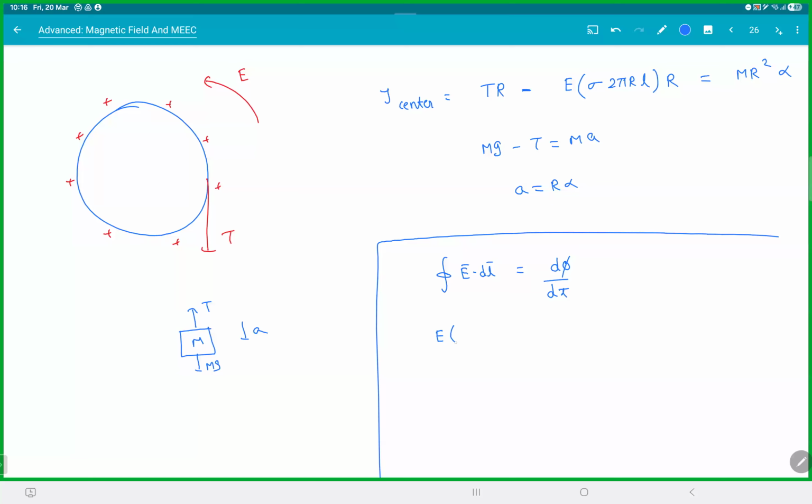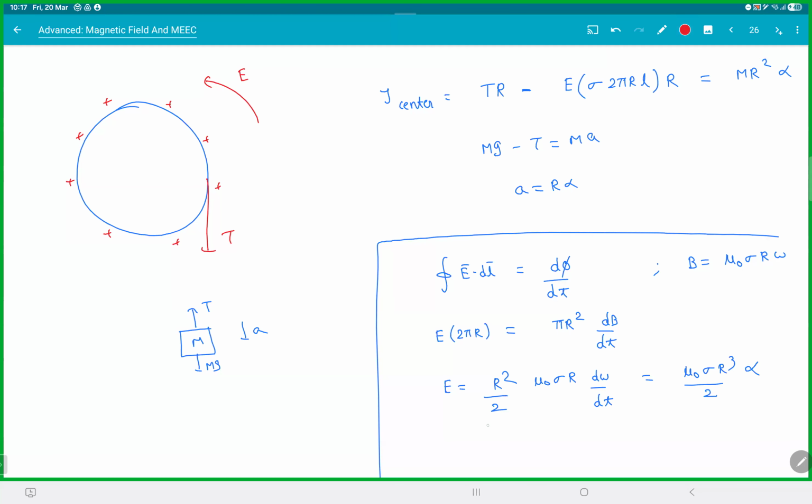So this will be E into 2 pi capital R. Flux will be how much? The magnetic field B, area is anyway constant, pi R square into dB by dt. So E is equal to R by 2, but remember what was your B? B was mu naught sigma R omega, so dB by dt is mu naught sigma R d omega by dt, which is alpha. Mu naught sigma R cube by 2 alpha. Alpha is your angular acceleration.